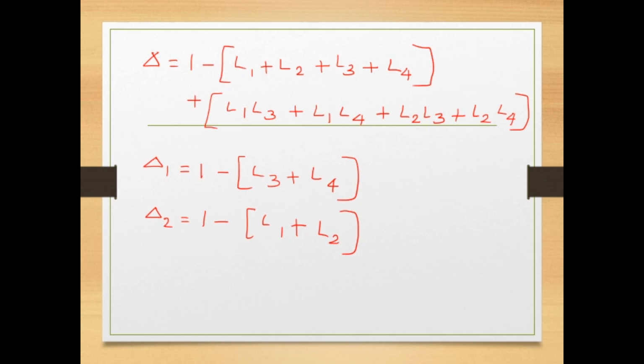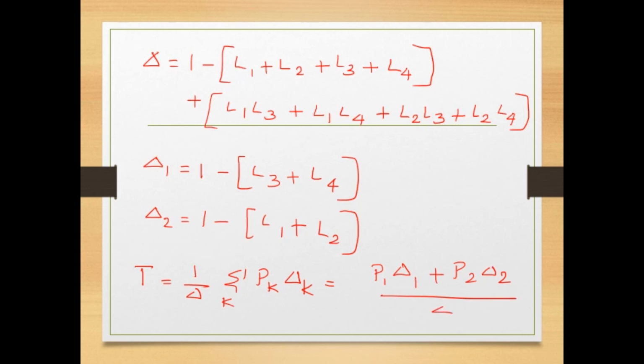All this we have to substitute in Mason's formula. Mason's gain formula: T is equal to 1 by delta summation K Pk delta K. How many forward paths do we have here? 2. So this formula turns out to be P1 delta 1 plus P2 delta 2 divided by delta. So we substitute P1, delta 1, P2, delta 2 and delta so that we get the required transfer function.